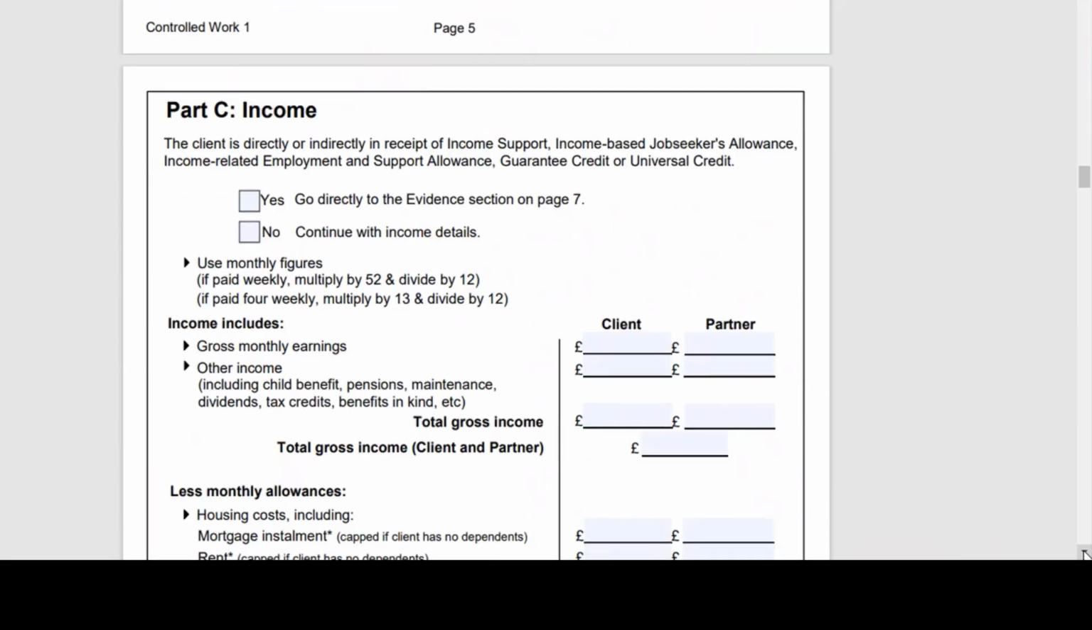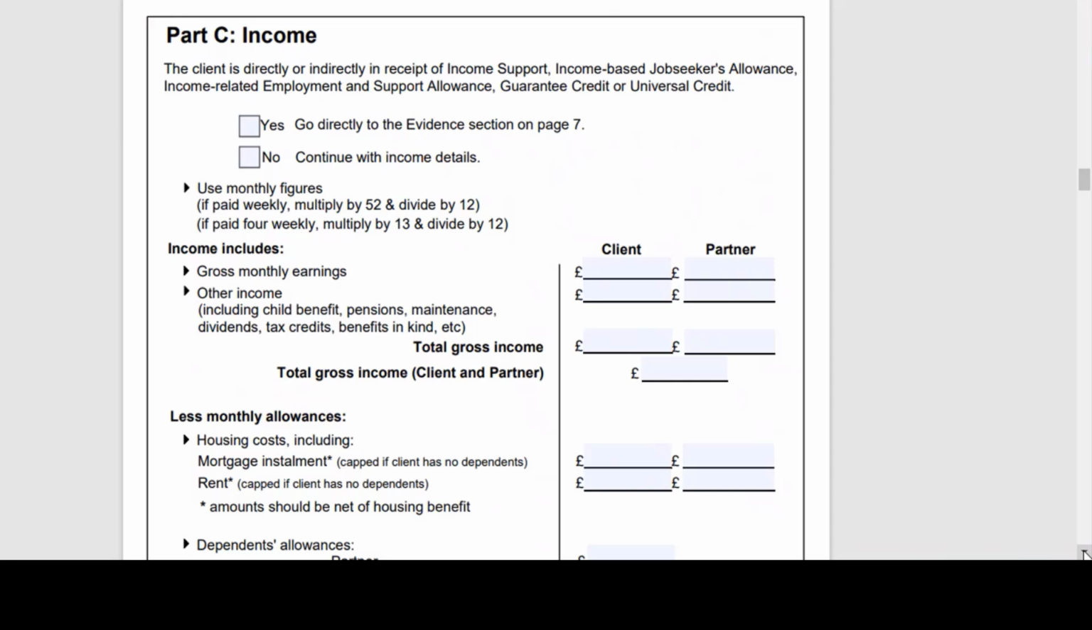You're then looking at the client's income. So if the client is directly or indirectly in receipt of income support, income-based job seekers allowance, income-based employment and support allowance, guarantee credit or universal credit, then you would tick yes and go directly to the evidence section on page 7. If the client's not directly or indirectly in receipt of those benefits, or you're not sure if the client's in receipt of the income-related benefits for ESA or JSA, then you'd continue to complete this form.